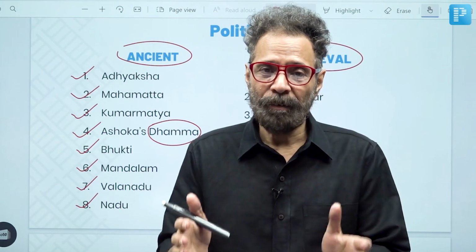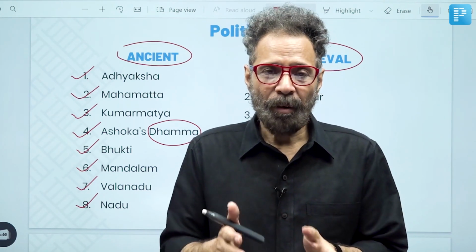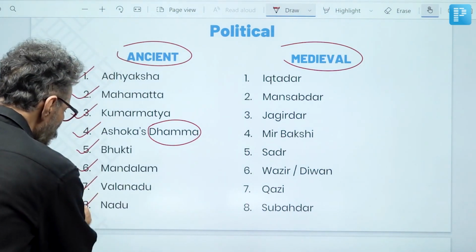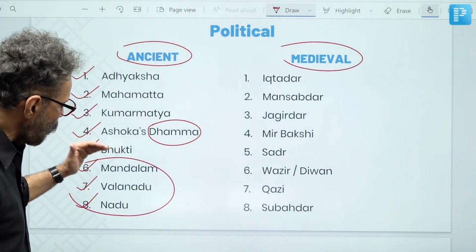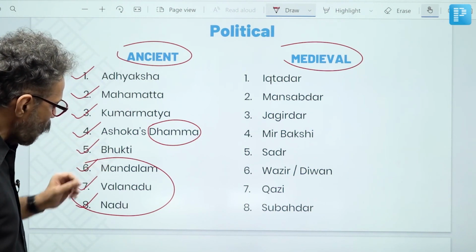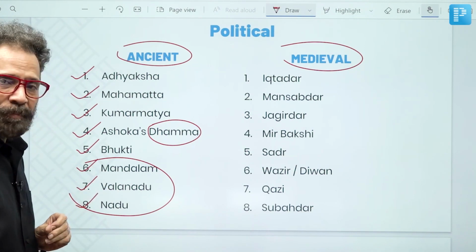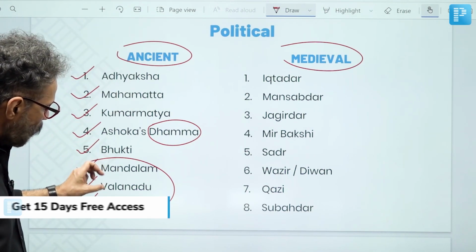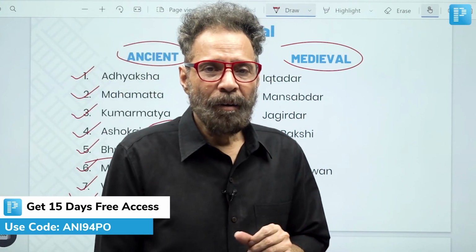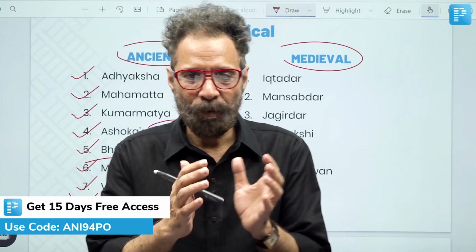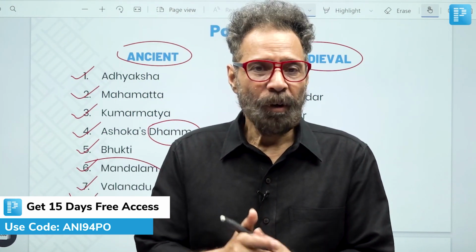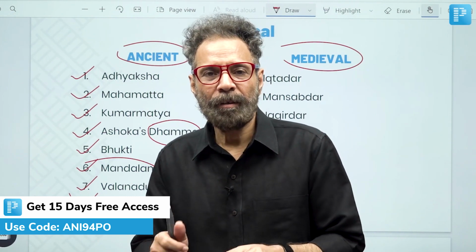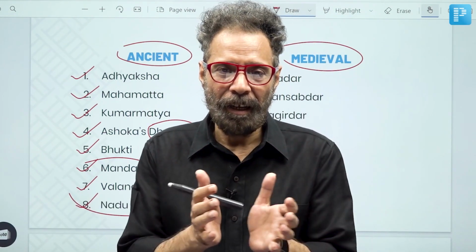There were politico-administrative divisions, and there were Mandalam, Valanadu and Nadu. These 3 are in descending order. This means Mandalam was the largest unit, below Mandalam was Valanadu, and below Valanadu was Nadu. So one Mandalam consisted of many Valanadu and one Valanadu consisted of many Nadus. Mandalam can be considered as some kind of province. One more important point here: Nadu, that is the eighth one, was originally a large agricultural settlement.